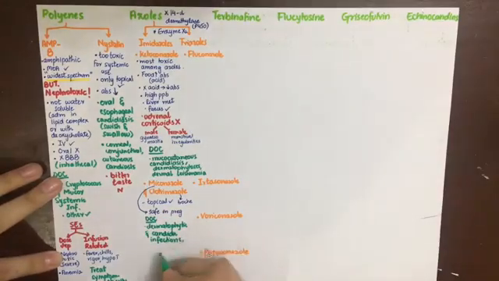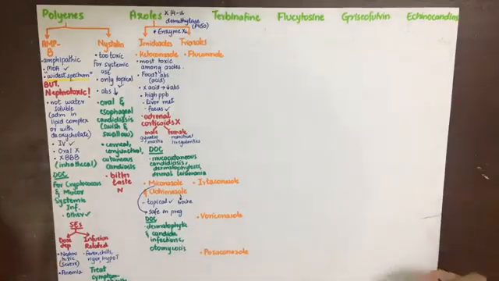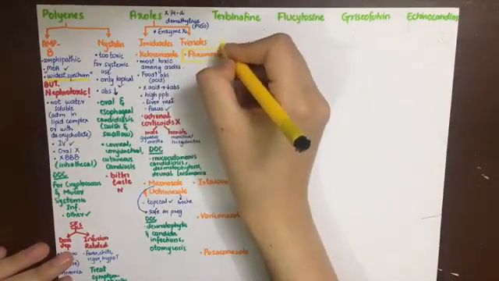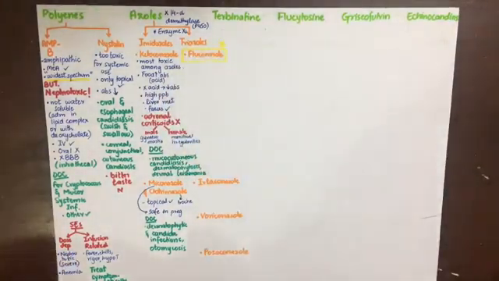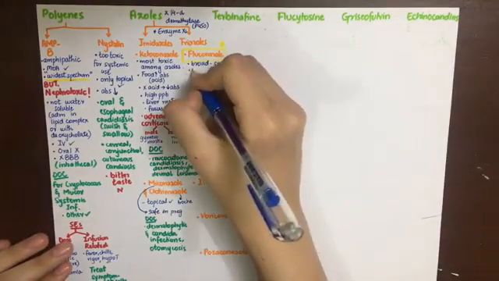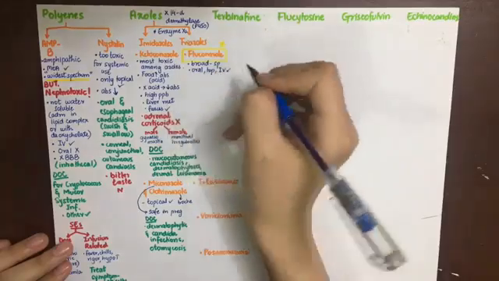Coming to the triazoles, the first drug, fluconazole, is a very important one and you need to remember this one because it has many advantages. Firstly, it is a broad spectrum antifungal agent. Secondly, its oral and IV absorption is very good and it can also be given topically.